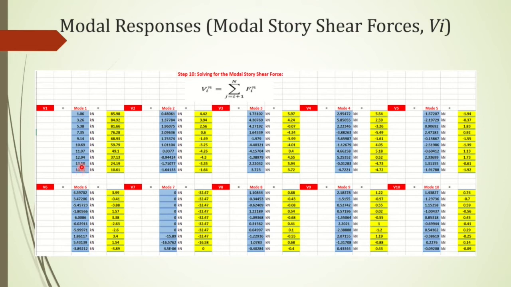Now, if we notice, going down to the 9th floor, 13.58 plus 10.61 is equal to 24.19. Next, on the 8th floor, 12.94 plus 13.58 plus 10.61 is equal to 37.13, and so on and so forth. On the first floor, you will notice the value is very large since the first floor carries all the load of the whole building, from the second to the 10th floor. So, that is the modal story shear forces.